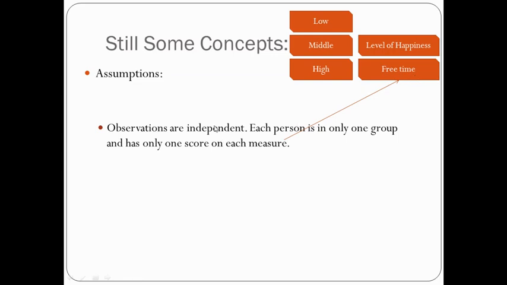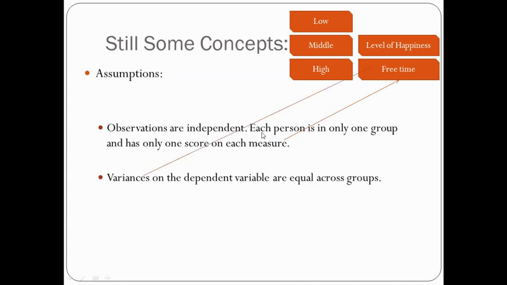So you can see this is the first assumption. They have to be independent from each other. Each sampling unit, each respondent, has nothing to do with each other. They fill in the questionnaire independently. That's the first assumption. The second assumption is variances on the dependent variable are equal across the groups.